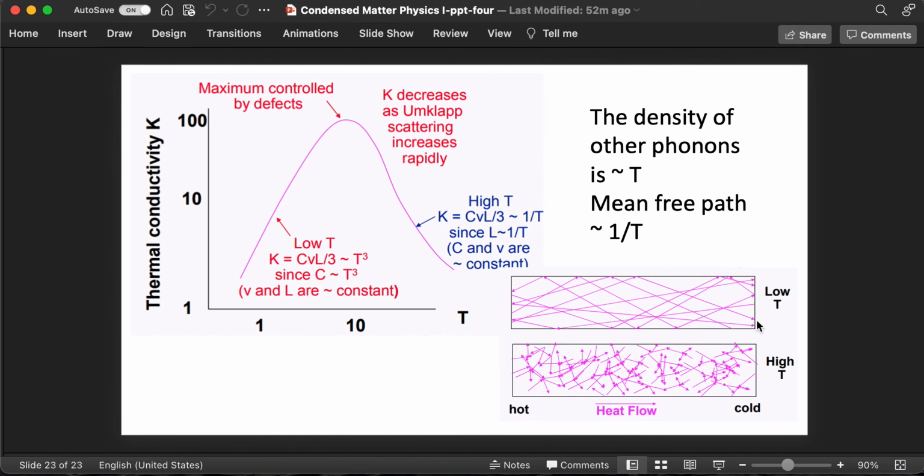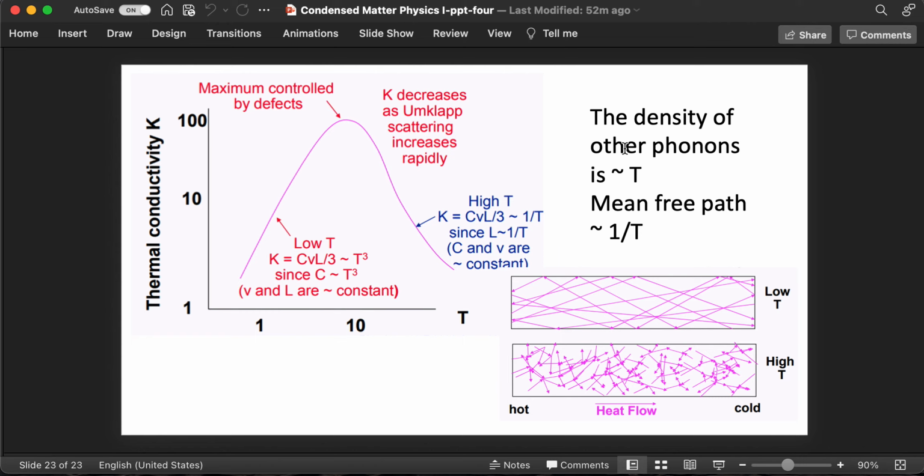So now if you look at the temperature dependence of the thermal conductivity for a very nice clean crystal, it has a very bizarre form. Now at high temperatures, if you take the form of the thermal conductivity, the specific heat is more or less constant. The density of phonons, this is a mistake, I should say density of phonons, not anything else.